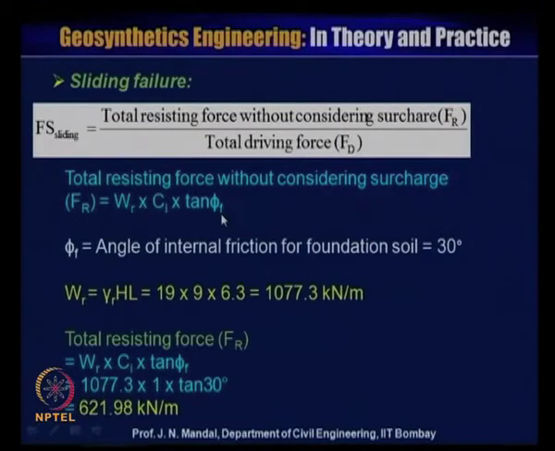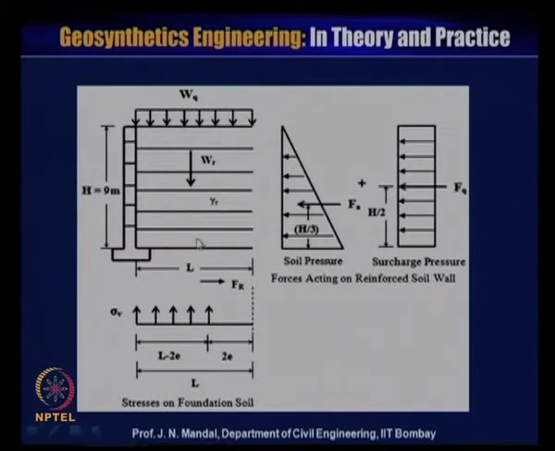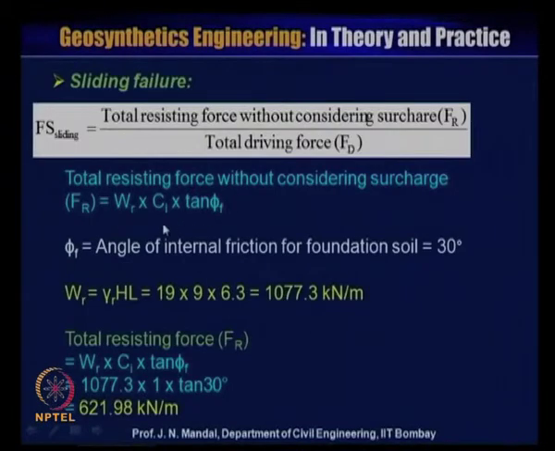If you look here, this is WR and this frictional force is acting here. So this frictional force is tan of phi R. So this Ci value here is equal to 1. So Ci is equal to 1, that is Fr will be equal to WR into tan of phi R, where phi R is equal to the angle of internal friction for foundation soil, which we consider as 30 degrees.